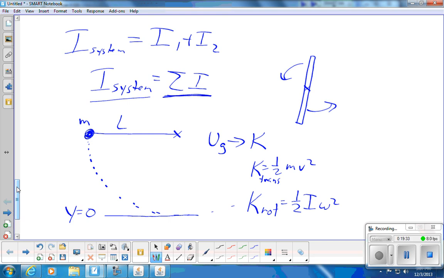Rotational kinetic energy is not a new quantity. It's just a new way of labeling plain old translational kinetic energy. We use it when it's much more convenient to measure I and omega instead of m and v.